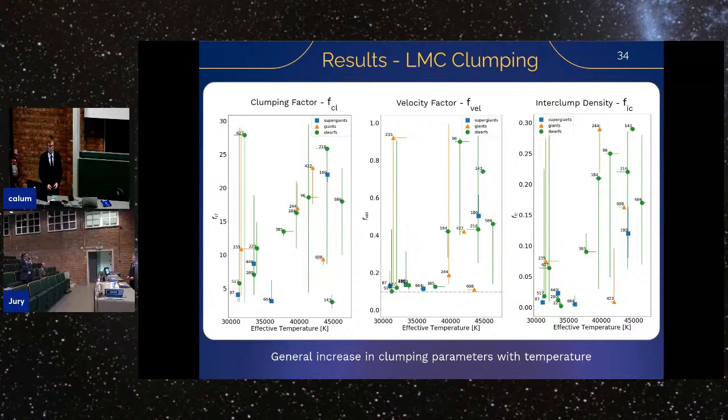Do you think that, for example, what you have focused on a lot here, effects from optically thick clumping, could be important also when you model starburst galaxies or something like that?